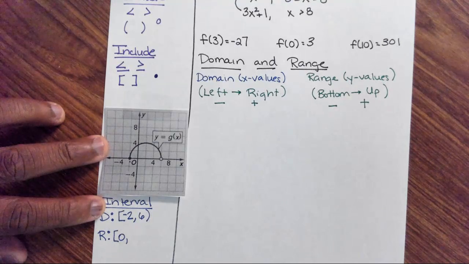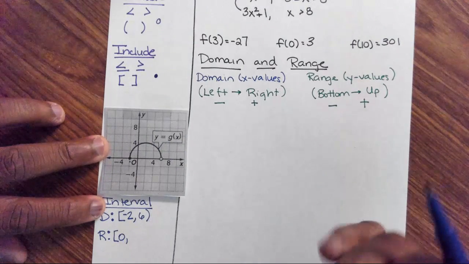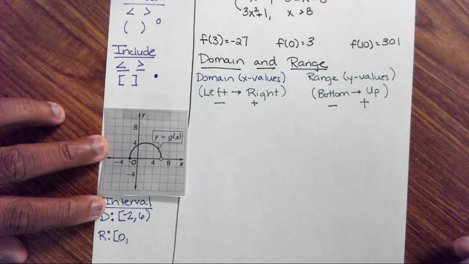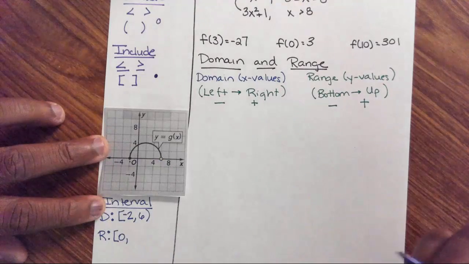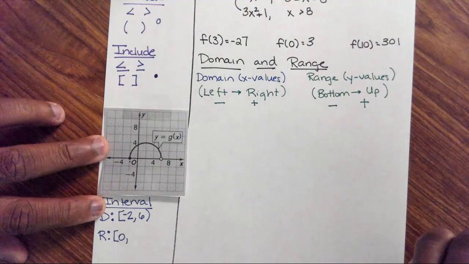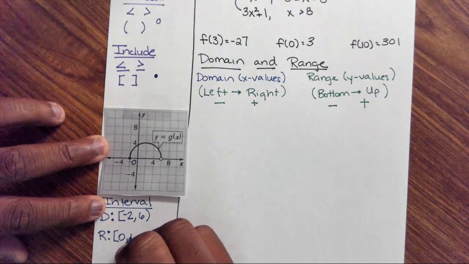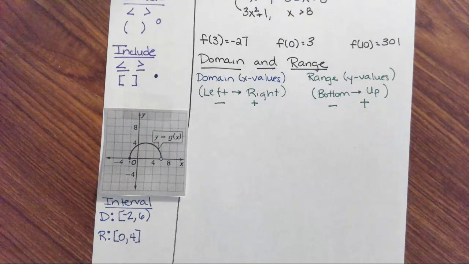What's the largest y value? 4. Now, do I include or exclude 4? Is there any symbol there telling me to exclude it? No. How would I know if I need to exclude it? I would have to have an open circle. Do you see an open circle? No. So if there's nothing there to tell you to exclude it, you always include it. So this is going to be 0 to 4. You're always going to include unless you're told to exclude.